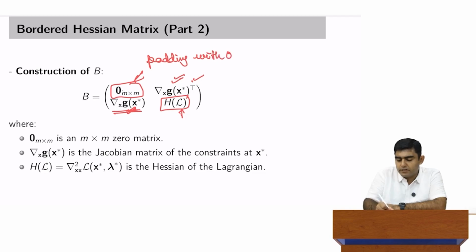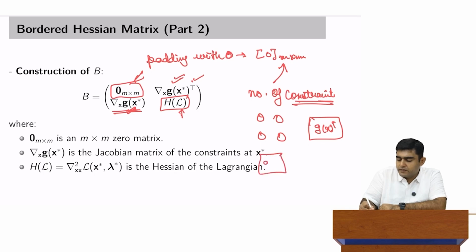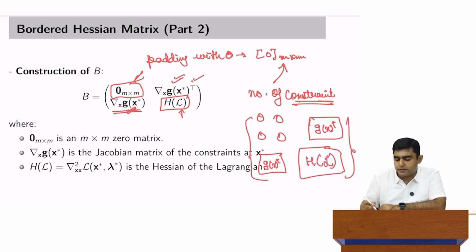So, again I have written this in bold. A bold 0 would mean in this case that we are essentially talking about a matrix of size m cross m, where m is the number of constraints that we are dealing with. So, if it is one constraint, we will only have one 0. If we have two constraints, we have to pad it with 0, 0, 0, 0, and G of x will come here and its transpose G of x transpose will come here, and the prime matrix, which is the Hessian of L, would sit somewhere here.